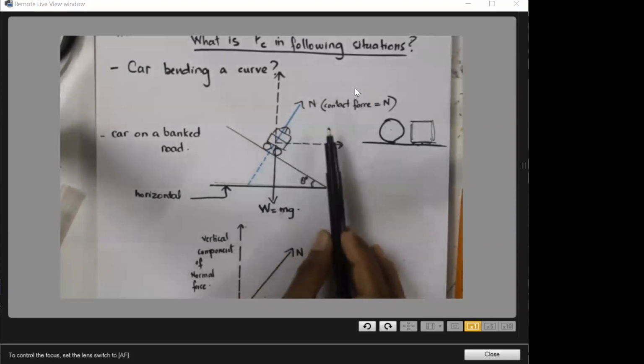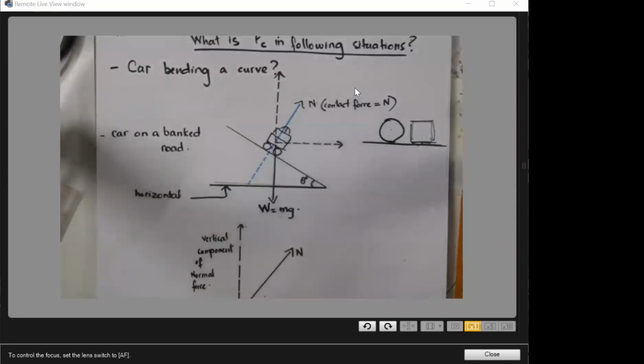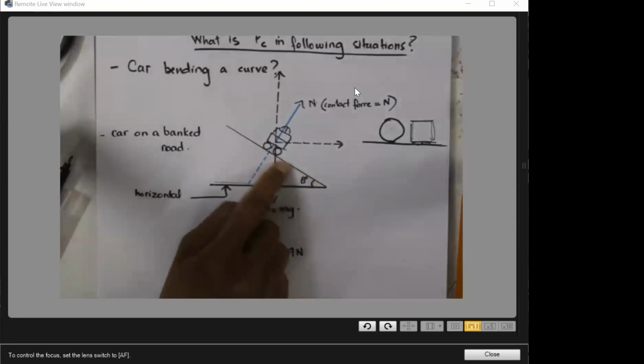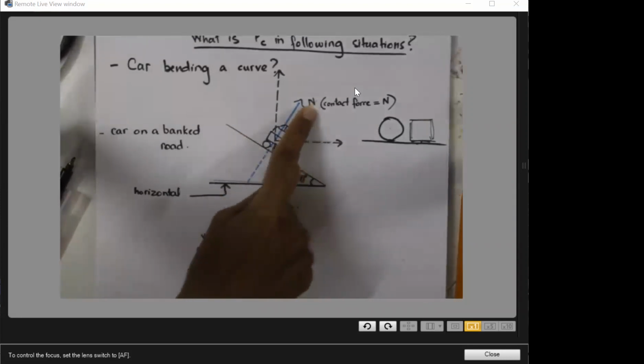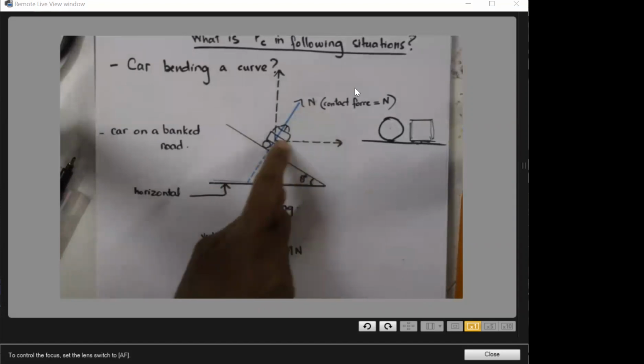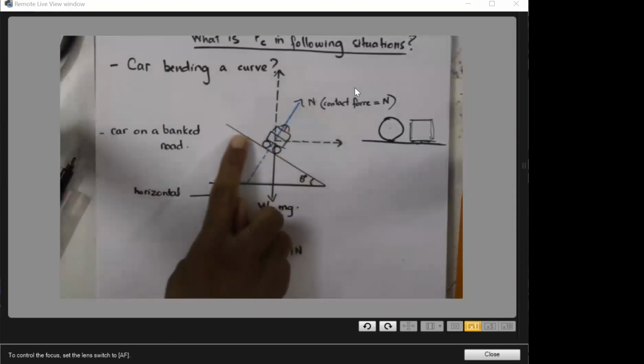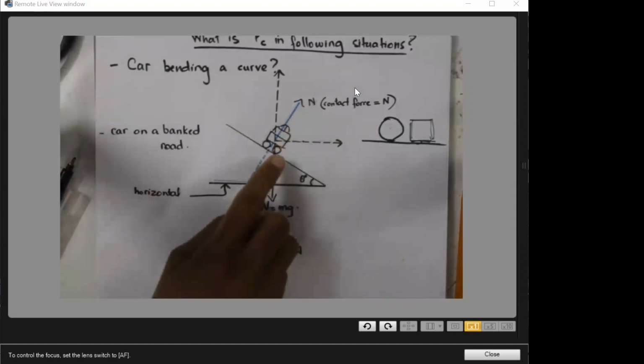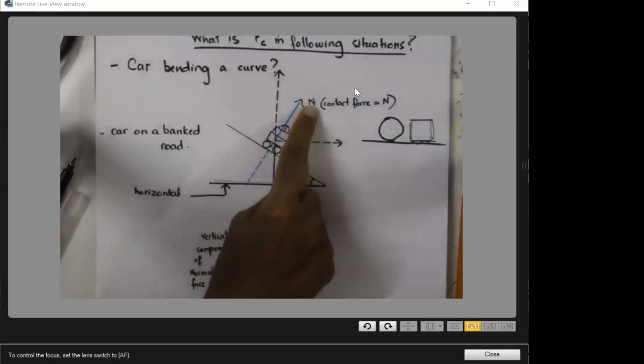Normal force is, again, Newton's third law of motion. Don't whisper, say it loudly, okay? A normal force is the reaction of this surface on the car. Why is it called normal? Because it is always perpendicular to the surface. That's why it's called a normal force, okay? Because the car is exerting some force on this surface, therefore this surface is also exerting a force on the car. So, Newton's third law of motion, we have this normal force.